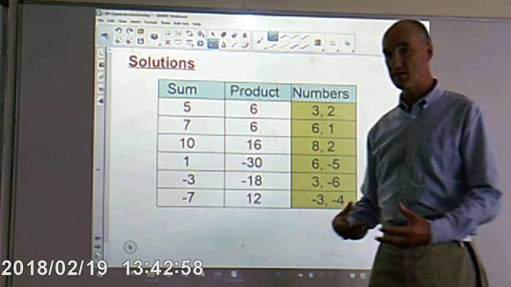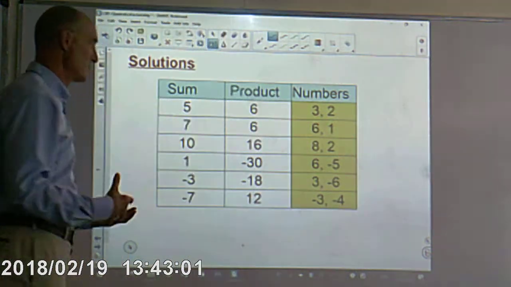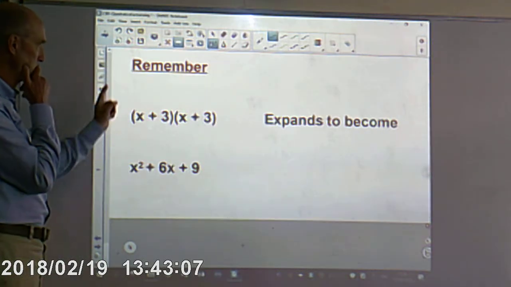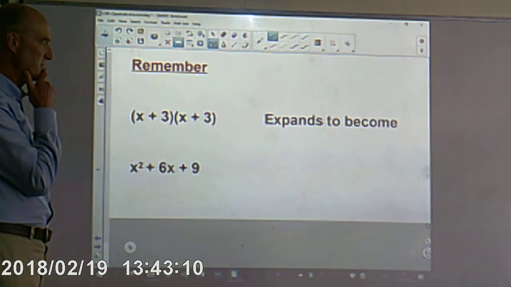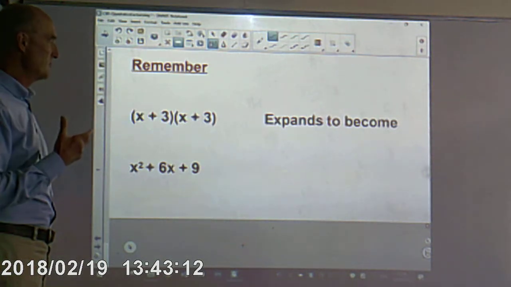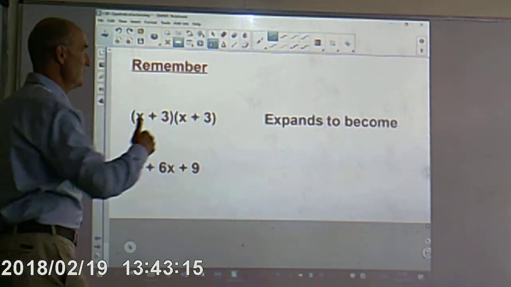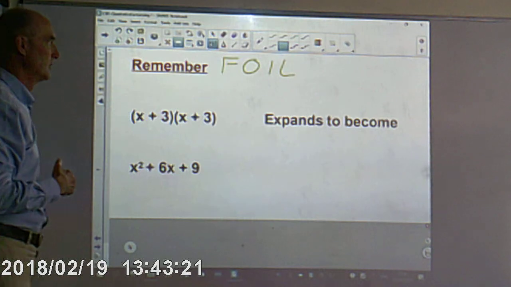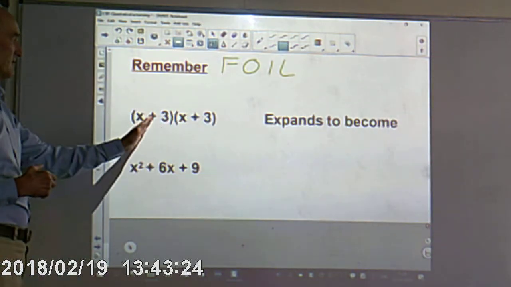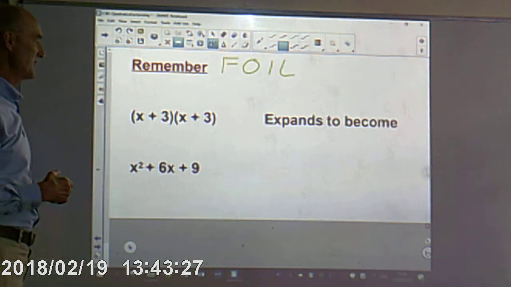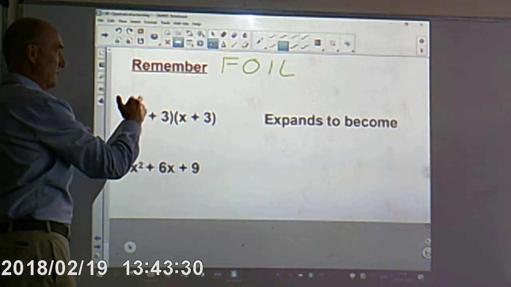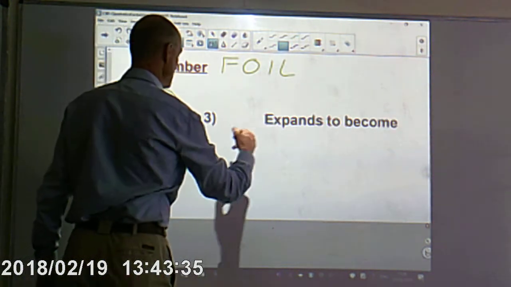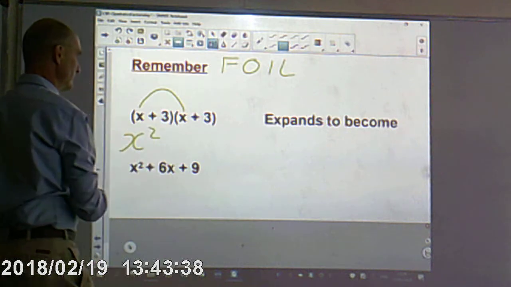That's just by way of a starter to get you in the right frame of mind, the right way of thinking for what's coming next. So, two brackets multiplied together. What's the rule that a lot of you will have learned for multiplying two brackets together? FOIL. If we've got two brackets, everything in the first bracket has got to be multiplied by everything in the second bracket. So, FOIL says first terms, x and x, multiply together to make x squared.